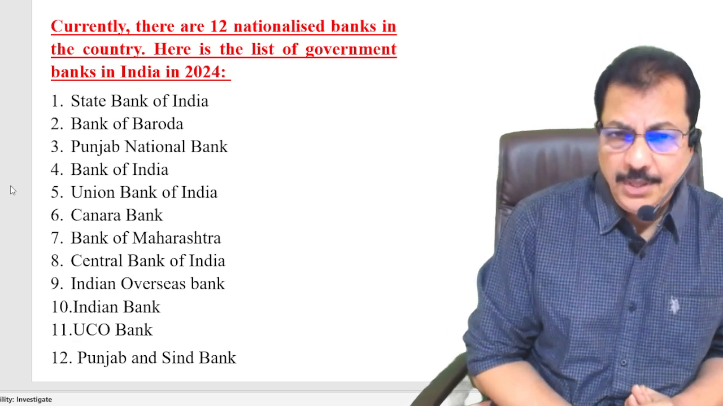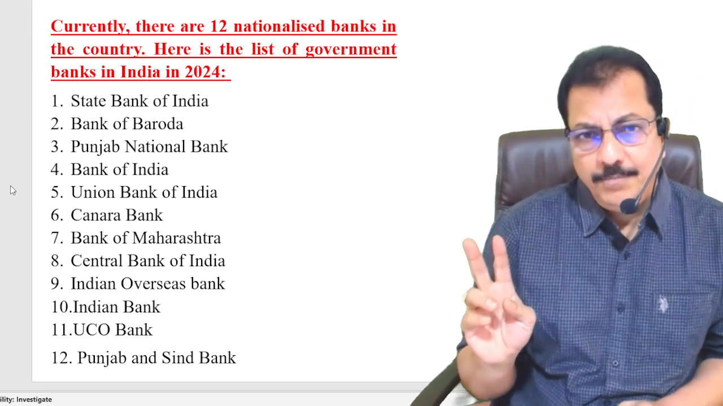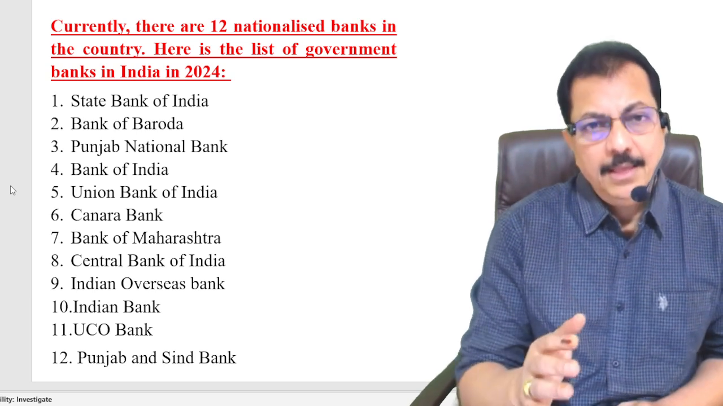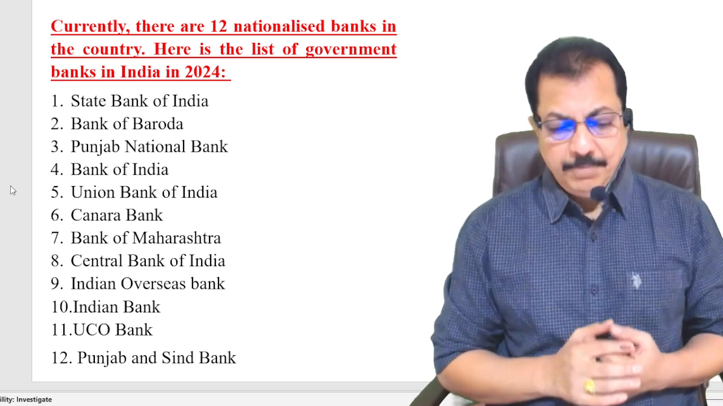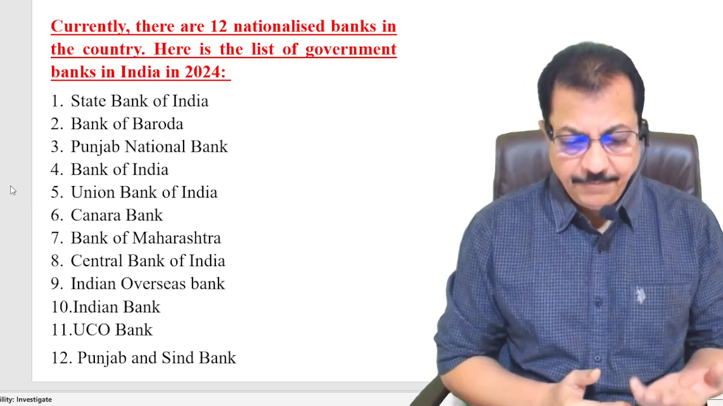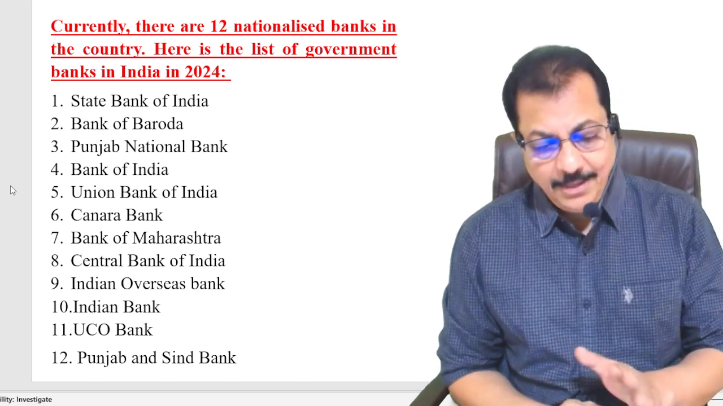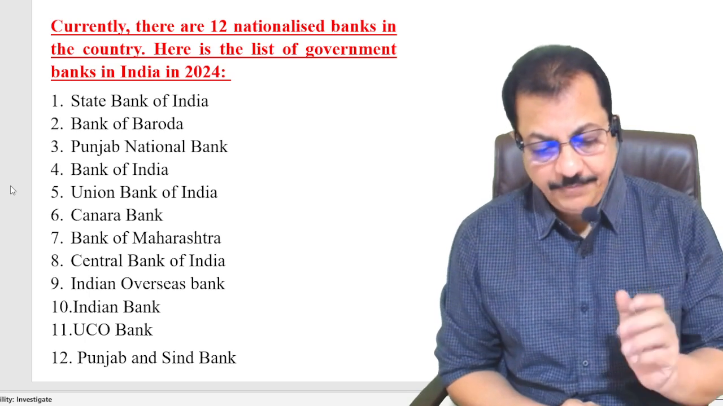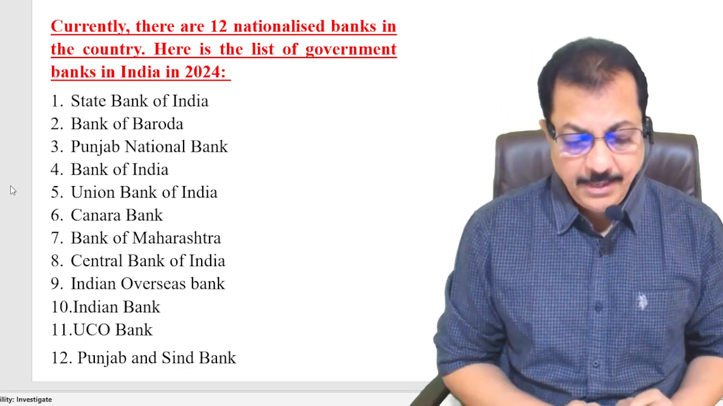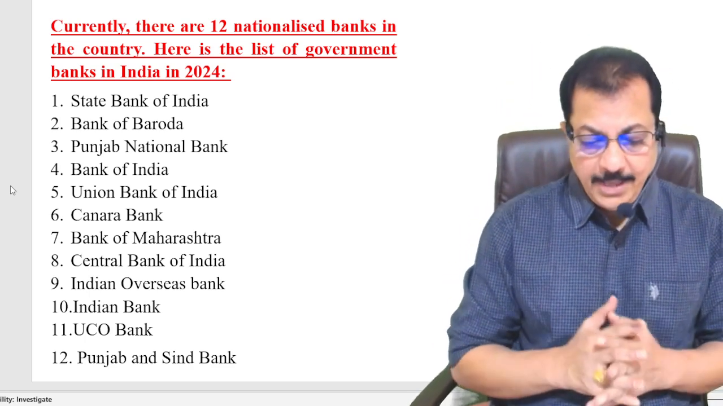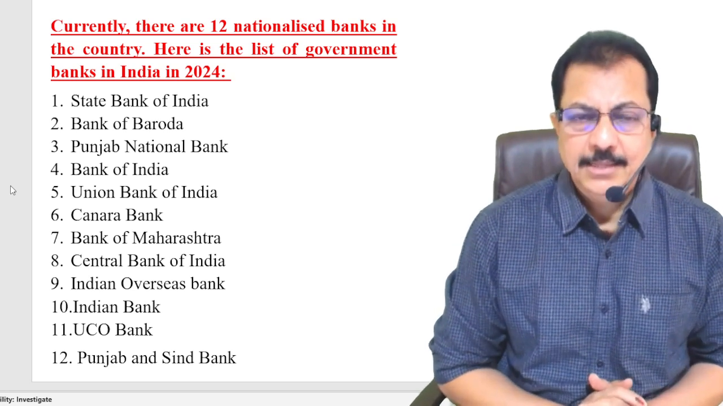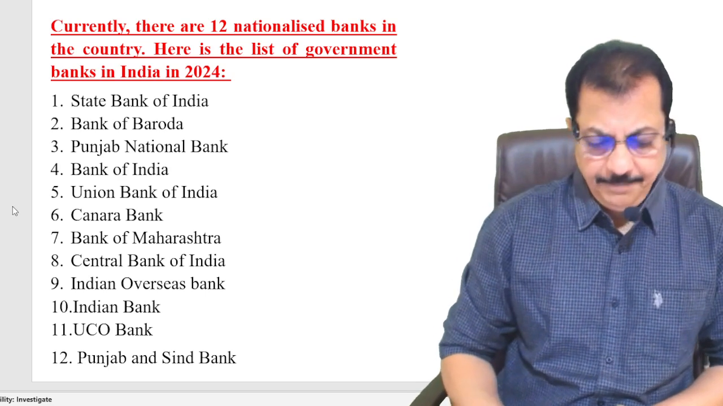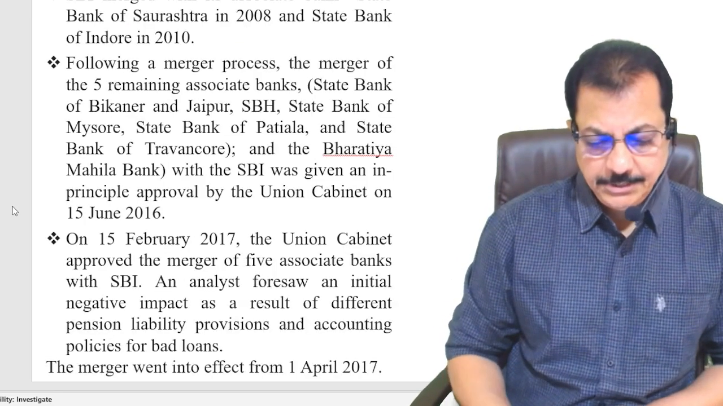Clear? And if you look at the list here, this is a list of the public sector banks in India today. The number is 12, and you can just read out all these. State Bank of India, Bank of Baroda, Punjab National Bank, Bank of India, Union Bank of India, Canara Bank, Bank of Maharashtra, Central Bank of India, Indian Overseas Bank, Indian Bank, UCO Bank, Punjab and Sindh Bank. These are the 12 public sector banks in India. Please remember this. Is that okay?